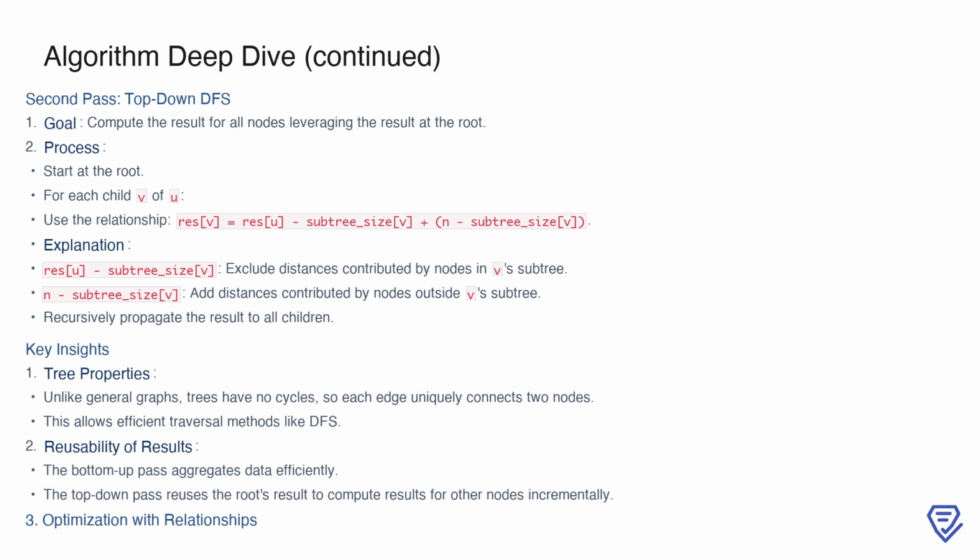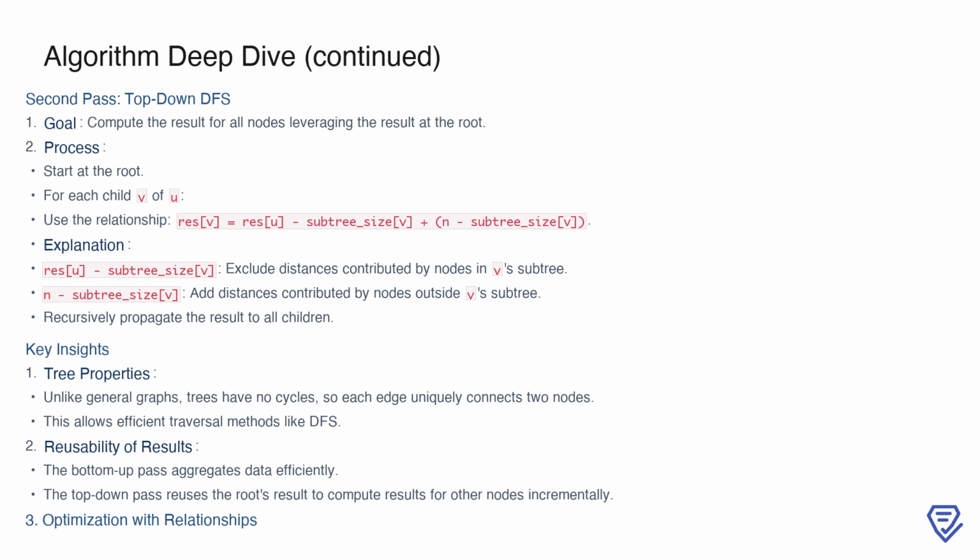This equation works because we subtract the contribution of nodes in V's subtree while adding the contribution of all other nodes outside of it. As we propagate this calculation to each child recursively, we efficiently compute the result for all nodes without redundant recalculations. This process leverages the tree structure and the fact that trees have no cycles, ensuring that we can traverse and compute results efficiently.